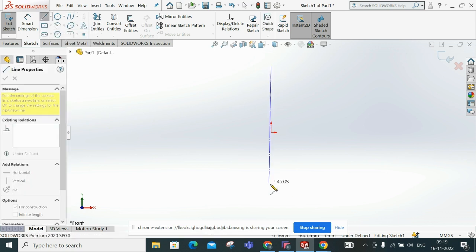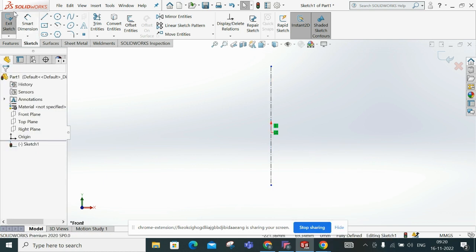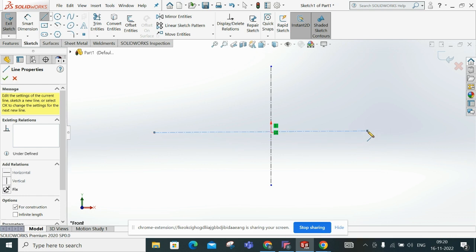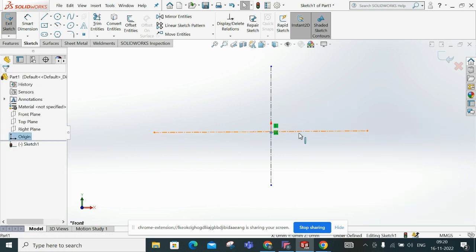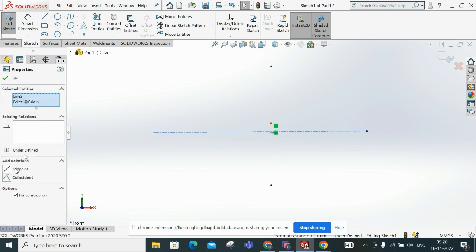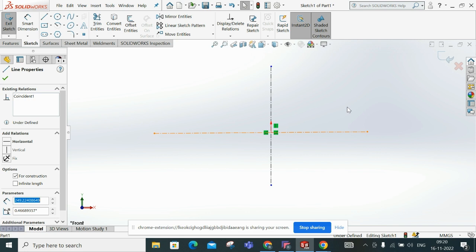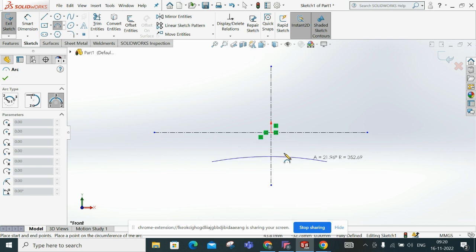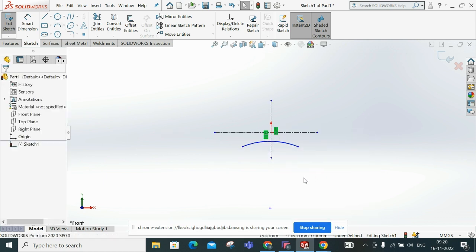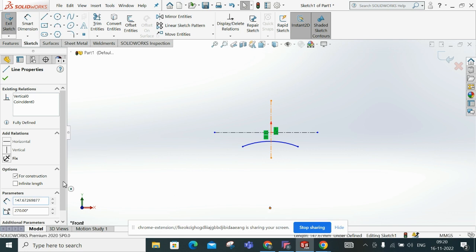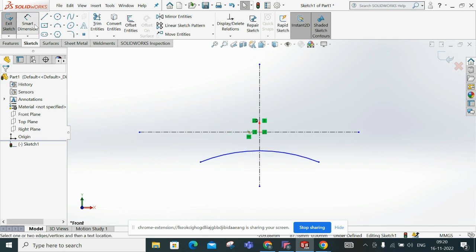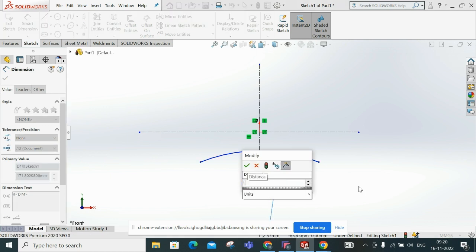Anyway, start with the two center lines, making these two coincident, and also horizontal. And draw a 3 point arc. One, two, three. From this and this, let it be coincident. 150.